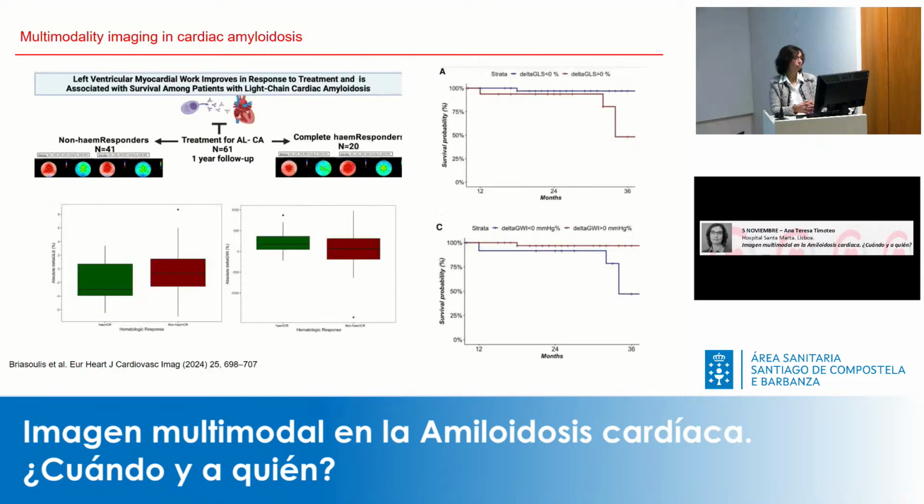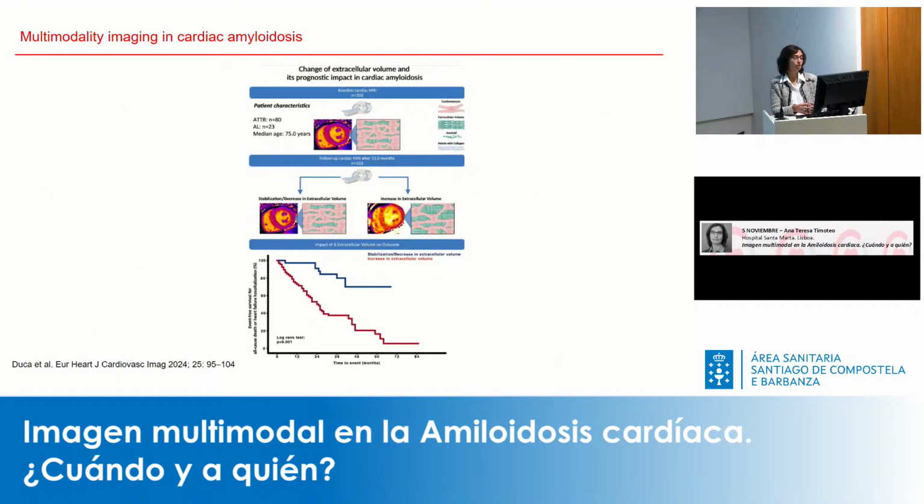Also in the AL form, when we have patients that respond to the hematological treatment, there is improvement in GLS and in myocardial work. And if there is an improvement with treatment, there's also a prognostic implication. We can also measure extracellular volume with cardiac MRI. Patients who under treatment stabilize or decrease this extracellular volume have a better prognosis compared to the ones in whom there is an increase in extracellular volume. So this can be an indication of whether the patient is responding well to treatment or not.